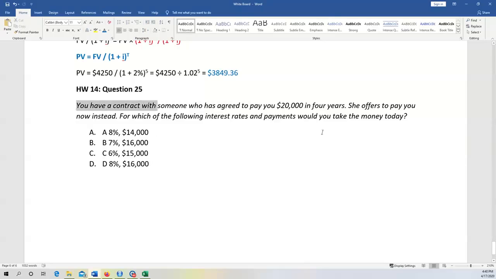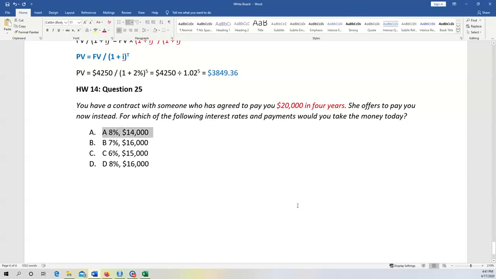So you have a contract with someone who has agreed to pay you $20,000 in 4 years. So that means the future value you may receive in 4 years is $20,000, right? That is one option. And this person gives another option. She offered to pay you now instead. So that means you have to make a choice. You either receive some of the money she pays you right now, or you're going to receive $20,000, not now, but in 4 years. So which option is better?